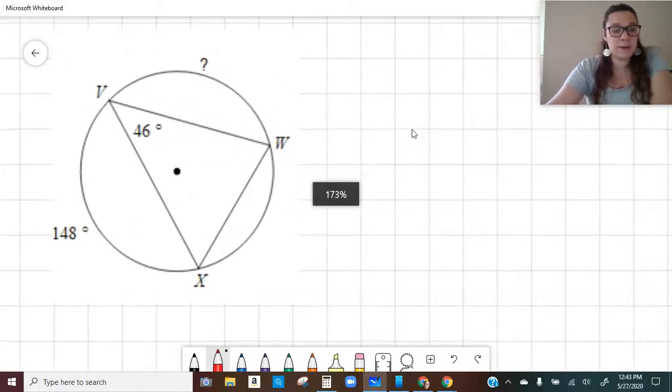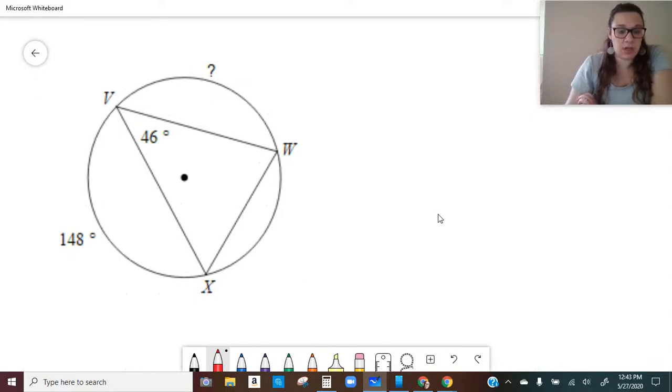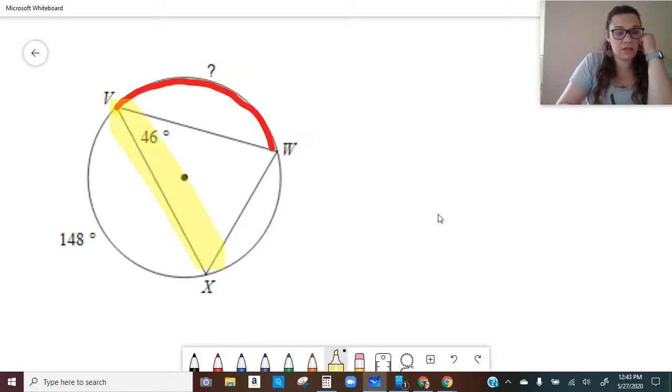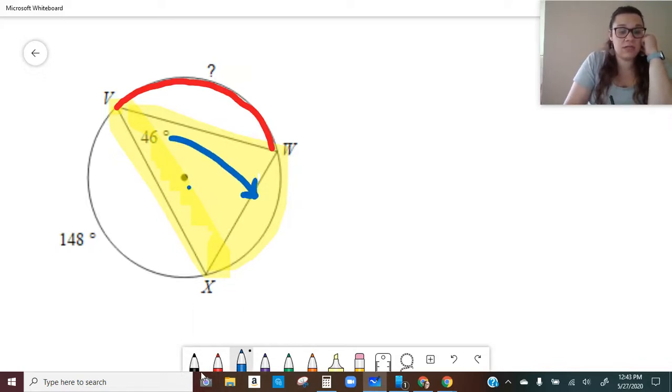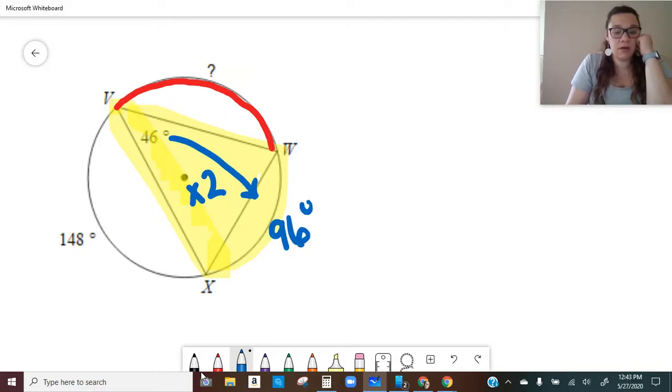So let's see. We're looking for an arc up here, arc VW. So kind of like I said before, let's see if we can fill in the rest of the arcs. I've got this one here, VX. That's fine. I don't have arc XW, but notice XW, I think of this flashlight again. I can get XW from this inscribed angle 46. So let's use that 46. From here to here, we'll do a times 2. 46 times 2. 40 times 2 is 80. 6 times 2 is 12. So 96 degrees out here.